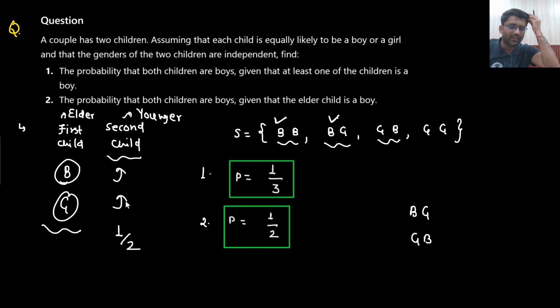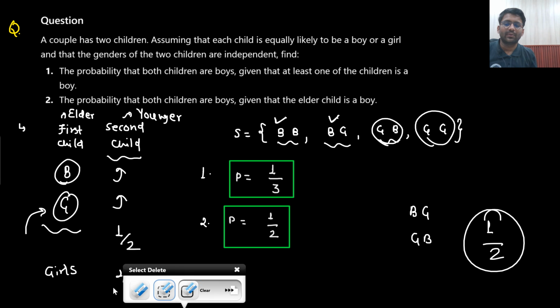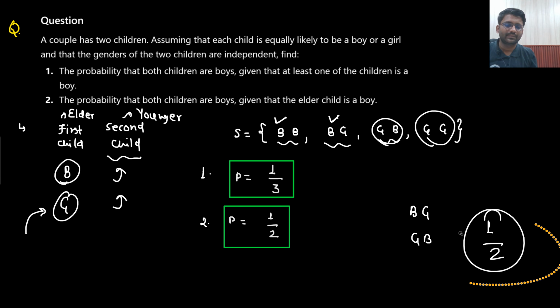If I ask you this question: find the probability that both children are girls, given that the first child is a girl. That will also be 1 by 2 only. You can think from here: given that the first child is a girl, there are 2 cases, and only one case has both children as girls. So the answer will be 1 by 2. In that manner you need to think. Is that clear to you?